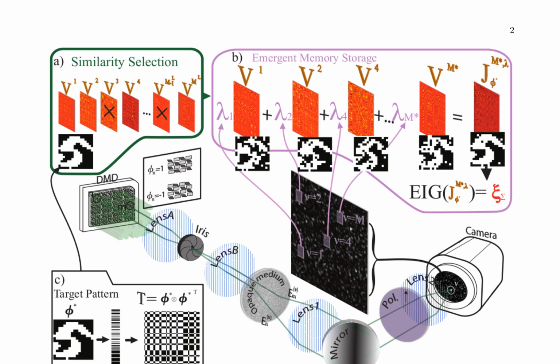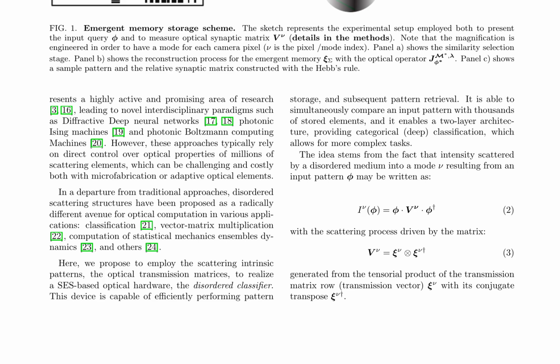The idea stems from the fact that intensity scattered by a disordered medium into a mode nu resulting from an input pattern phi may be written as I nu phi equals phi v nu phi, with the scattering process driven by the matrix v nu equals xn circled times xn, generated from the tensorial product of the transmission matrix, transmission vector xn with its conjugate transpose xn.